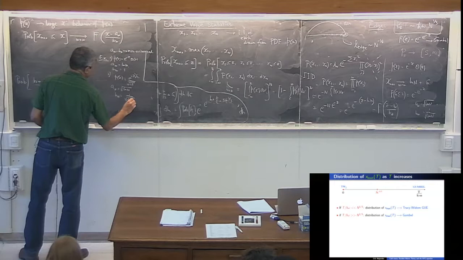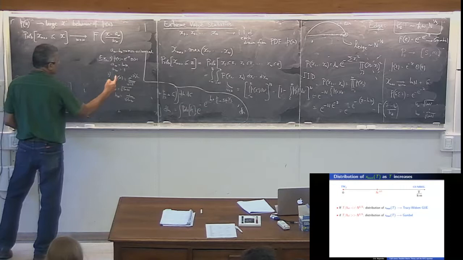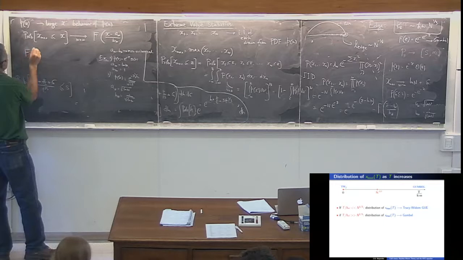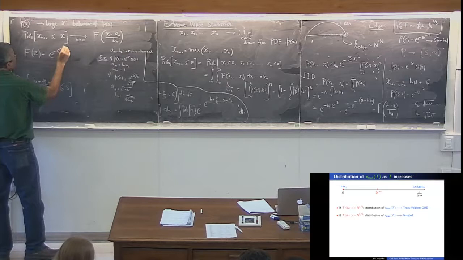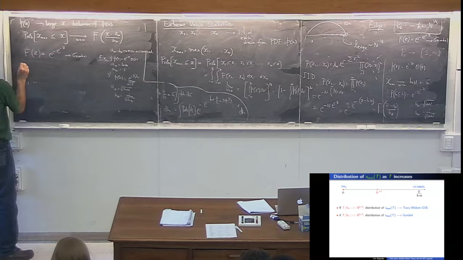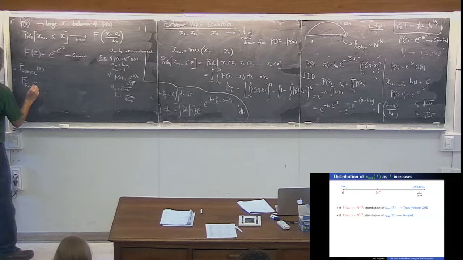But the point is that even though these scale factors are non-universal and depend on the precise tail of your distribution, this scaling function f of z is of this form. This is called the Gumbel distribution. Now, the statement is that this scaling function can be only of three types: the Gumbel, Fréchet, and Weibull.